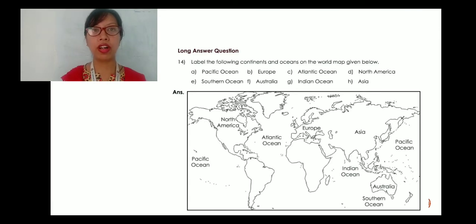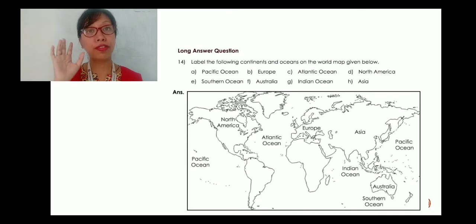Just please go around and look into this and try to write, or you can say label it, in your workbook. The first thing you have to remember is the size and shape of each continent, because it is very necessary. It will be coming in your exam. So you have to locate the correct oceans as well as the continents.